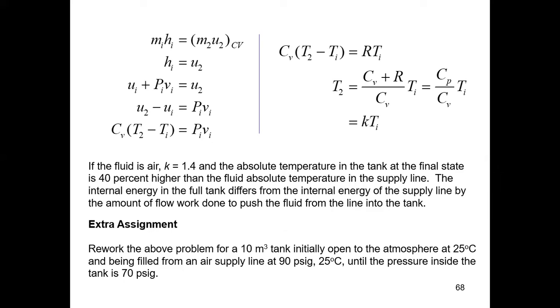If the fluid is air, K is equal to 1.4, and then they find the relation Cv times T2 minus Ti as K Ti. Okay. Remember, K is the specific heat ratio. K is equal to 1.4, and absolute temperature in the tank at the final state is 40% higher than the fluid absolute temperature in the supply line. The internal energy in the tank differs from the internal energy of the supply line by the amount of flow work done to push the fluid from the line into the tank.